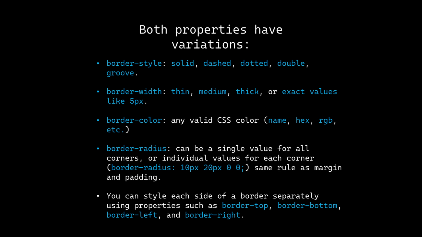Border radius can be a single value for all the corners or individual values for each corner. So we can have border radius 10 pixels, 20 pixels, 0, 0, where the same rules apply as for padding and margin. You can also style each side of the border separately using properties such as border top, border bottom, border left, and border right, which are the same as margin and padding left, bottom, right, and so on.